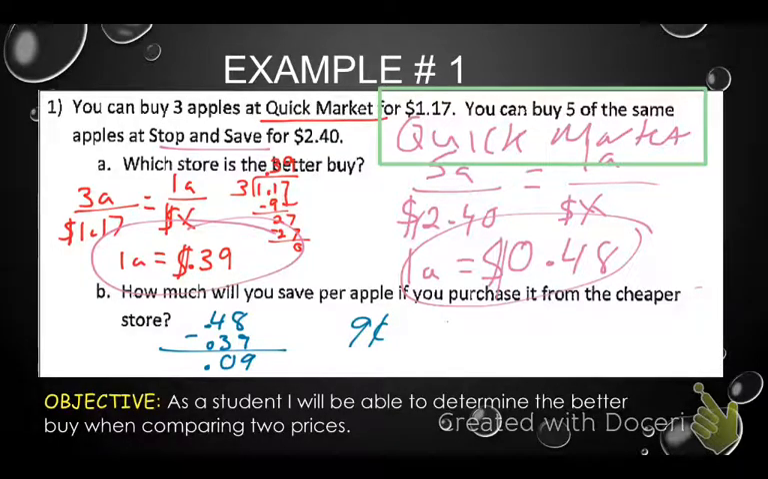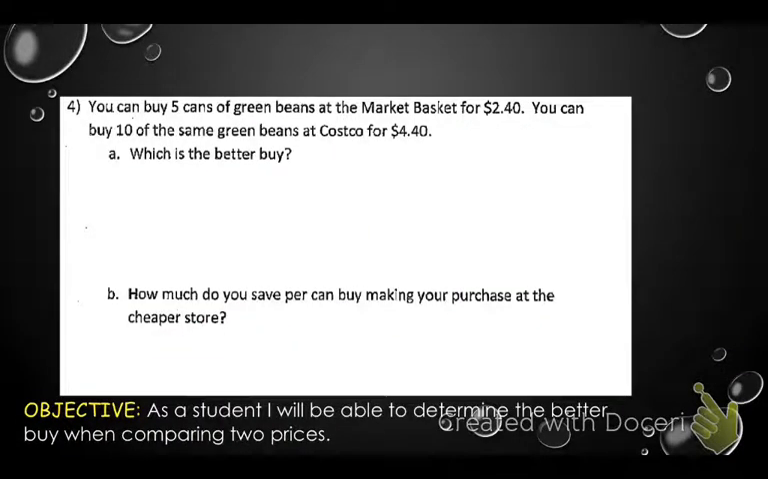Okay, so we're going to say save 9 cents. Wow, can't write 9 cents per apple. That being said, that's your answer. Okay, that is how you figure out the better buy. Now, it's not always the cheaper price. It could be different. So let's look at number 4.